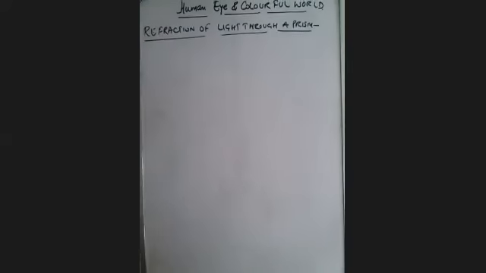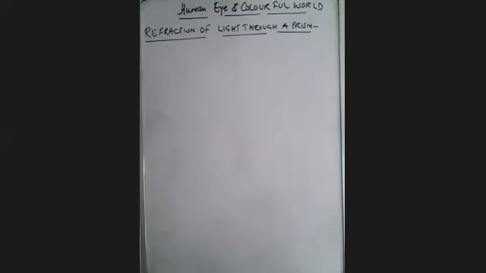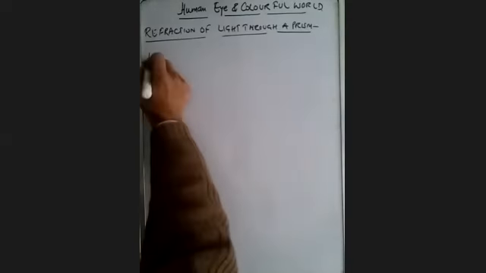Like we discussed refraction of light through a glass slab in the last chapter. Also, we discussed refraction of light through a lens. Now we shall discuss refraction of light through a prism. Let us first understand what a prism is.